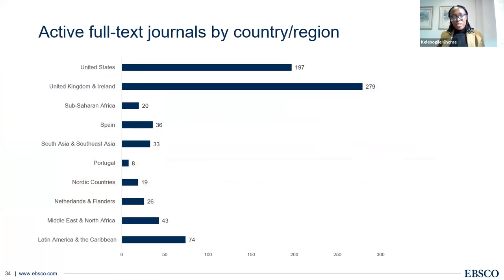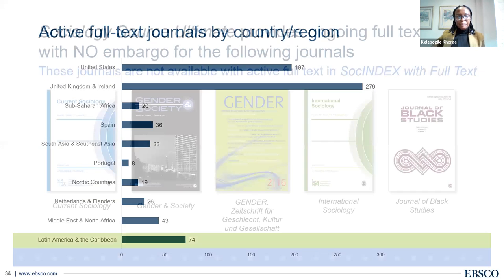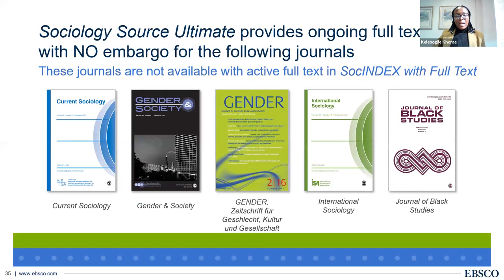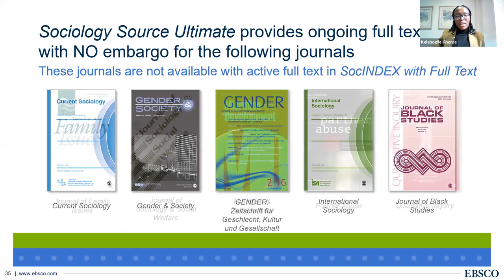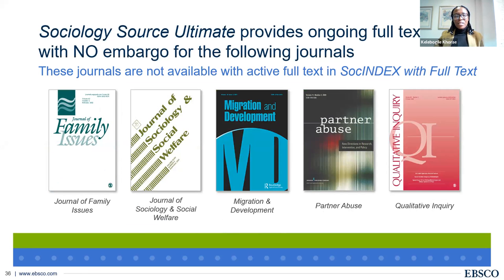These are some of the regions that we got our content from. You can see that we have international content and we also have some African content. These are some of the titles that are not included in SocINDEX, but they are available in Sociology Source Ultimate. So again, this emphasizes why there is a need to upgrade from SocINDEX to Sociology Source Ultimate.